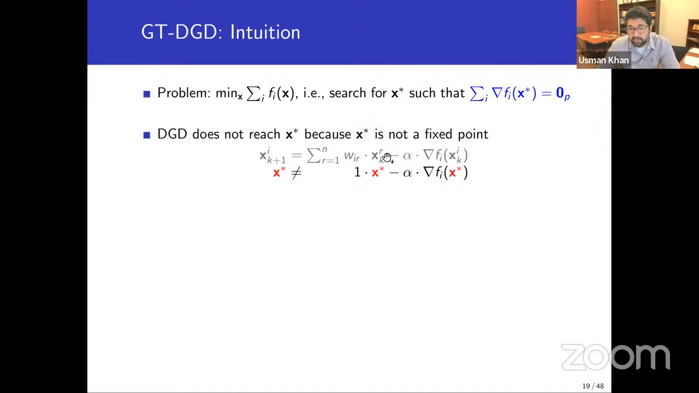For example, if every node starts with X star, you can see that because the weights sum to 1, the first term here will be 1 times X star, so X star. But the second term is not going to be 0.